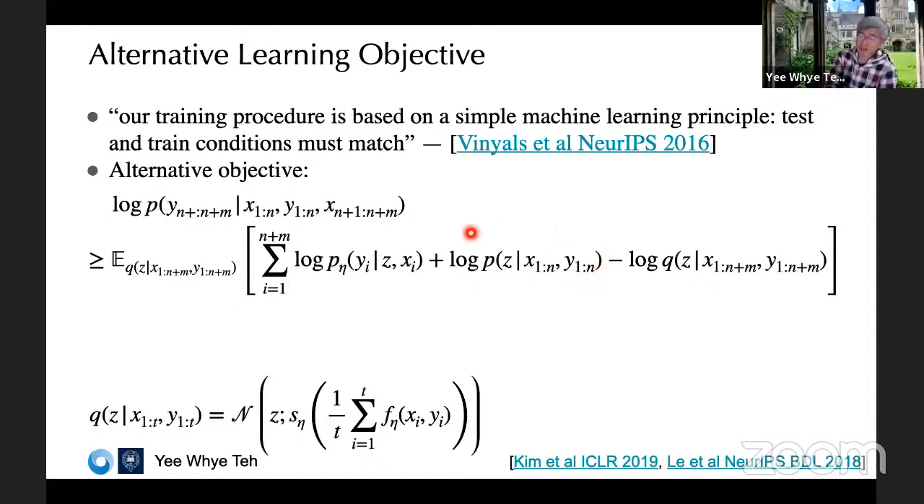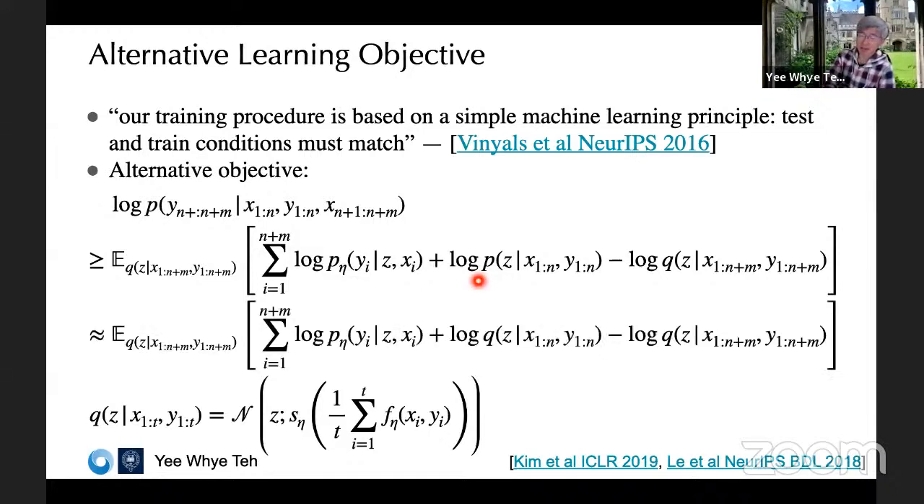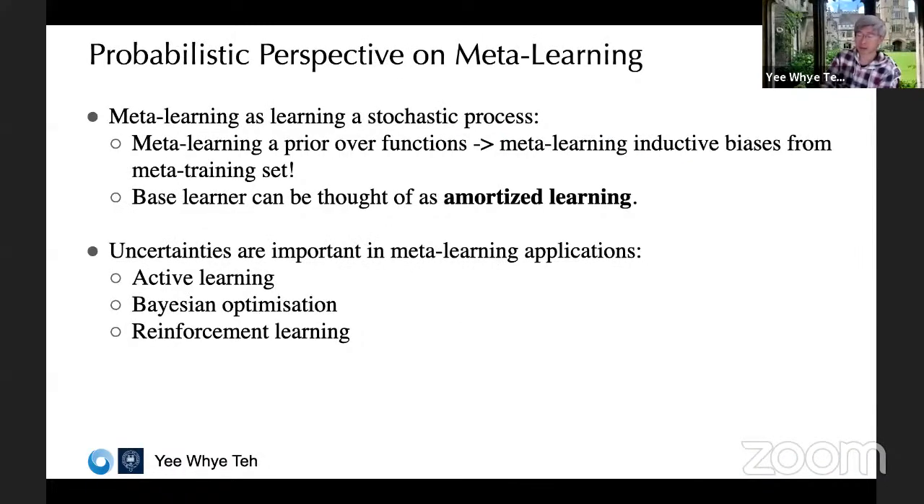Unfortunately, even this objective is actually intractable because this term here, which used to be the prior over Z, which is just a standard normal, is now actually the posterior over Z given the training data. Okay. And we said that the posterior is intractable because there are non-linearities in the system. So what we do here is we approximate this and say that the true posterior is going to be approximately the variational posterior given only the training data. Okay. And now this whole thing is going to be tractable and it's going to be an approximate lower bound on this objective that we care about, but we can still optimize this. Okay. Yeah, so this is what's called a neural process.